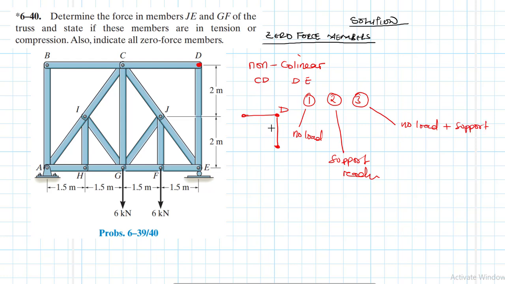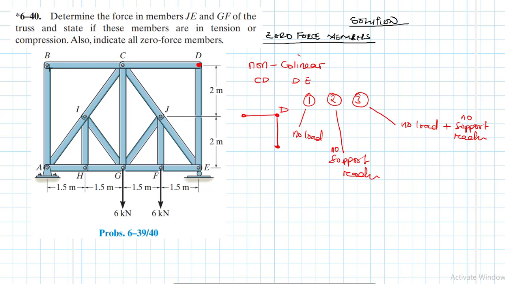If there was a load at D, then of course these members could not have been zero force members. If there was a support reaction at D, then these two members could not have been zero force members. If we had load and support reaction at D, they also could not. So we don't have them at D.